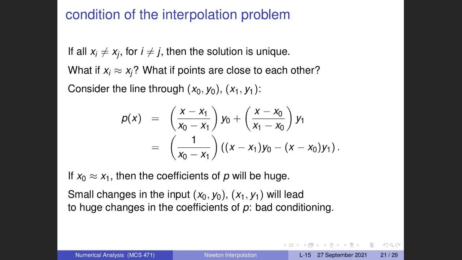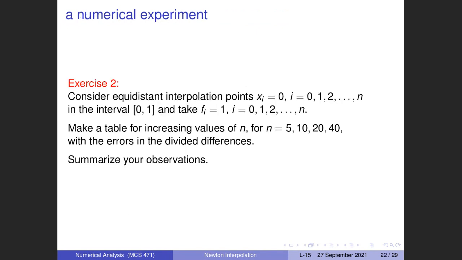And one can see this already numerically. If you compute the interpolating line through points, and x0 is very close to x1, you will have huge coefficients. So you have kind of the same problem again, where a small change in the input x0 or x1 will lead to a very huge change in the output. So that was what we defined as a bad condition number.